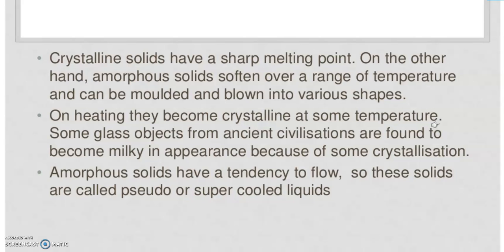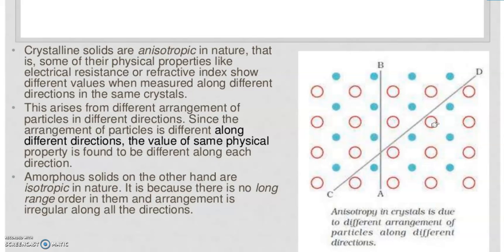And amorphous solids have a tendency to flow. Based on this property, these are known as pseudo or supercooled liquids. For example, window panes at the bottom look thicker. It is due to the flow nature of glasses. Some glasses have this tendency. Thus, they come under amorphous solids. Thus, they are known as pseudo supercooled liquids.